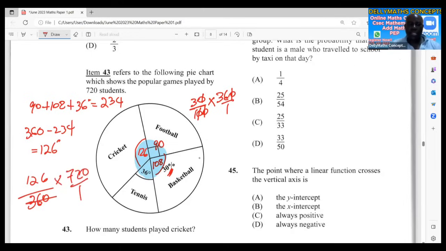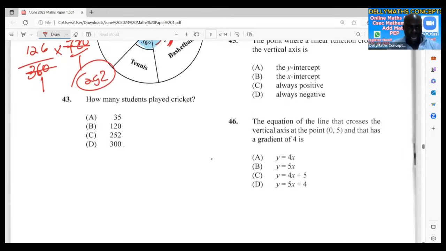Good number, 360 into itself, 1. 360 into 720, 2. 2 times 126 will give me 252. So we're looking for that. And the answer is C.